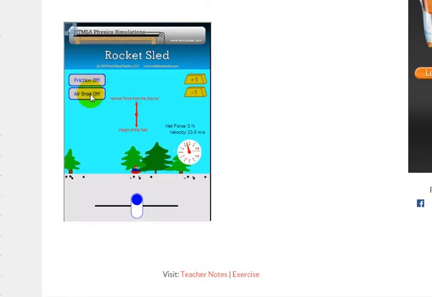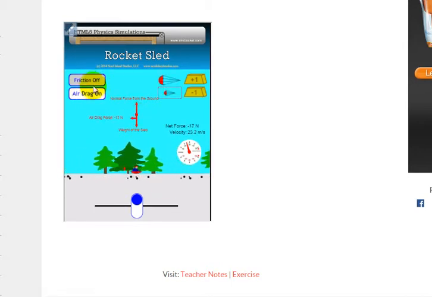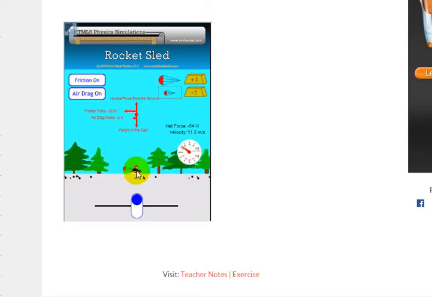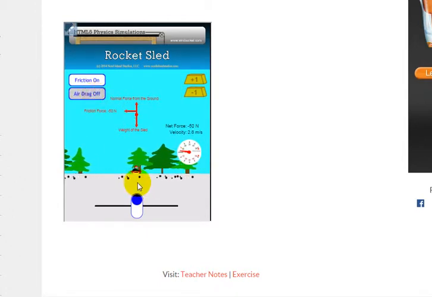But of course in real life we have air drag and we also have friction. So you can see there the snow eventually causes it to slow down until we stop, and then it's zero.